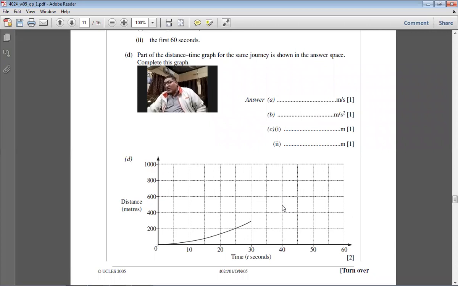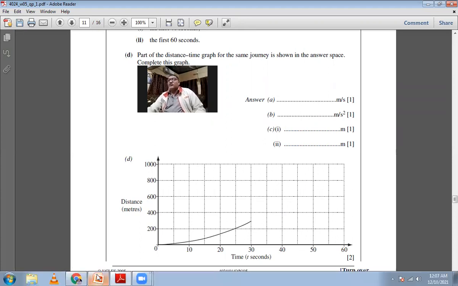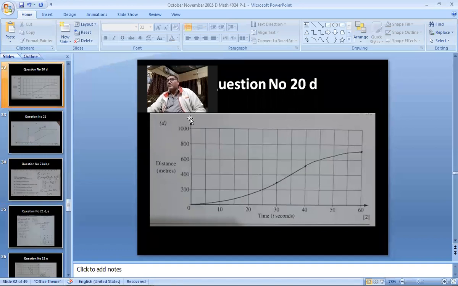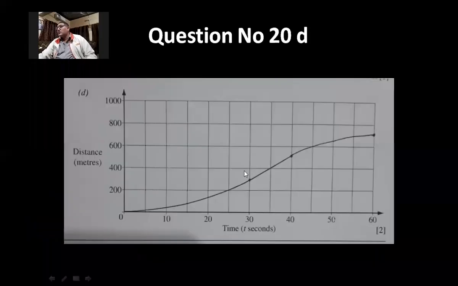Okay, so up to 40, the distance traveled was 500. So I will put a dot here at 500. At 40, the dot will be 500. And when the time was 60, the distance covered was 700. That will be a dot here, and then I will join them. Let me show you. I've done this on graph paper. Up till here, the graph is already drawn to 40. The distance covered will be 500, and till 60 seconds, the distance covered will be 700. So I put dots here, and then I join them. So this is how you do this.